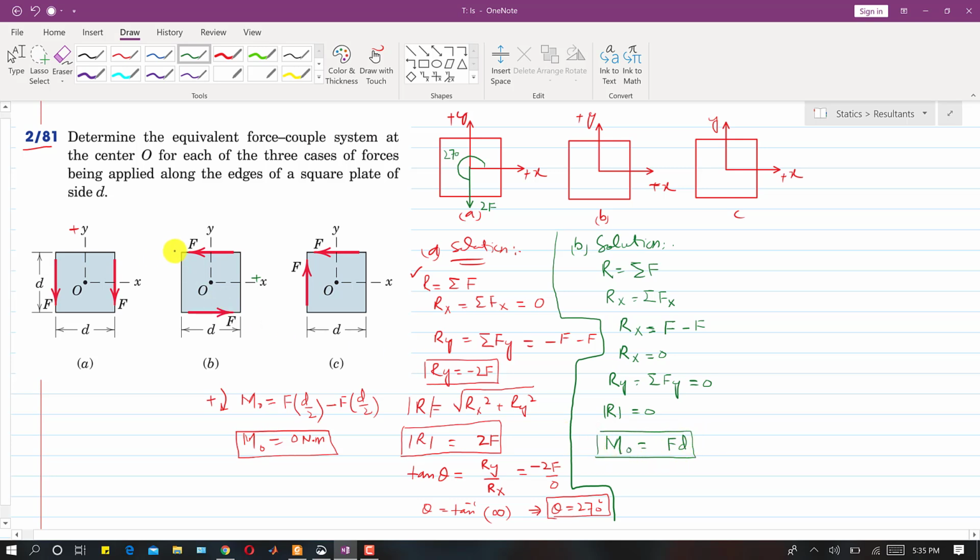And as we can see that this force is producing moment in this direction and this is producing this, so this is counterclockwise moment, so I will write counterclockwise moment. Now if we represent this two force system by a force couple system, we will only draw this counterclockwise moment. So this is the representation of that force into a force couple system. And we will write that the magnitude of this moment is equal to M naught is equal to F D, and this is that point O. So this is the solution of B.